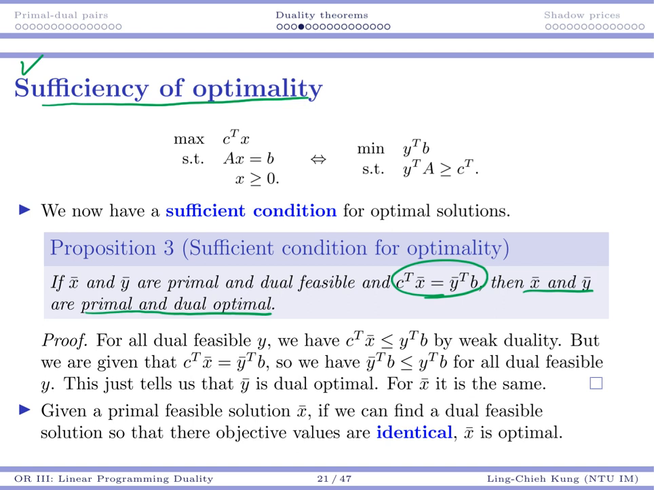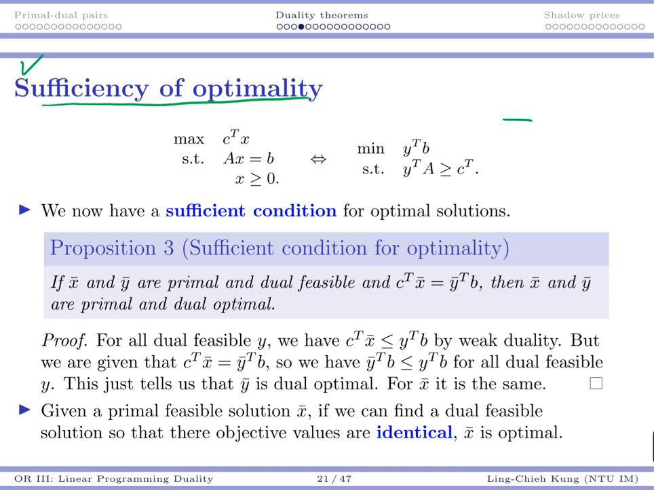Let's try to see this. Suppose your y is dual feasible. You know you have this weak duality condition. If it turns out that you have this pair x bar and y bar such that their objective values are the same, what does that mean? That means your y bar generates an objective value that is less than or equal to that of any feasible dual solution. This is because y bar transpose b equals c transpose x bar, and c transpose x bar is less than or equal to y transpose b for any y. This is how we show that y bar is dual optimal. For x bar it is pretty much the same.